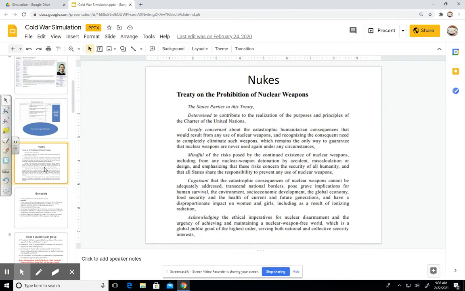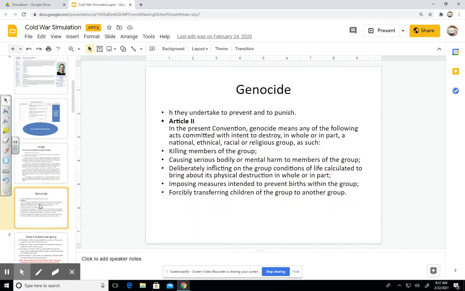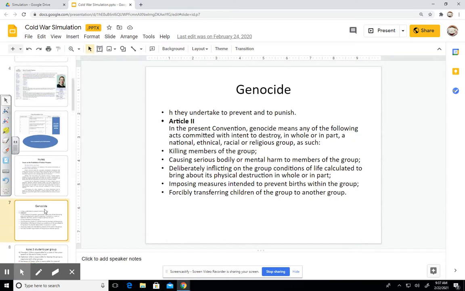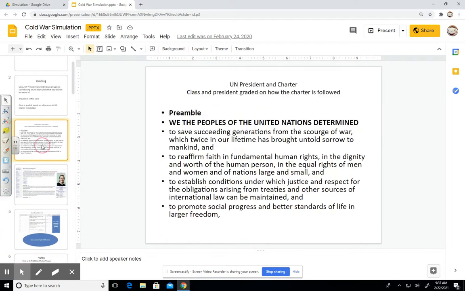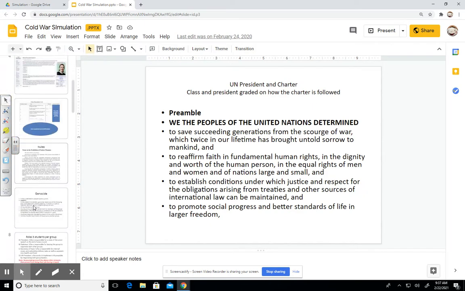So let's just say a class decides to use nuclear weapons. This is a violation of the United Nations. Here you see their treaty on the prohibition of nuclear weapons. If a class decides to implement genocide, I'm going to say you're not living up to the charter. If your class goes to war, basically anything that is working against the preamble of the United Nations is going to be an issue for the president.